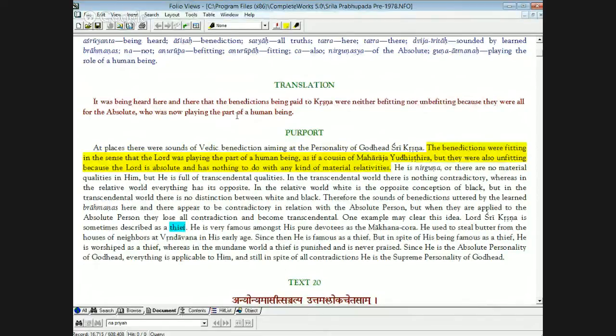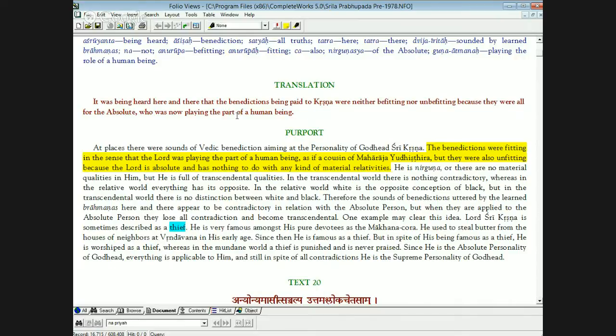In the transcendental world, there is nothing contradictory, whereas in the relative world, everything has its opposite. In the relative world, white is the opposite conception of black, but in the transcendental world, there is no distinction between white and black. Therefore, the sounds of benedictions uttered by the learned Brahmanas here and there appear to be contradictory in relationship with the absolute person, but when they are applied to the absolute person, they lose all contradiction and become transcendental. One example may clear this idea.